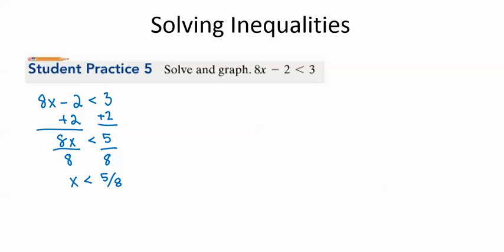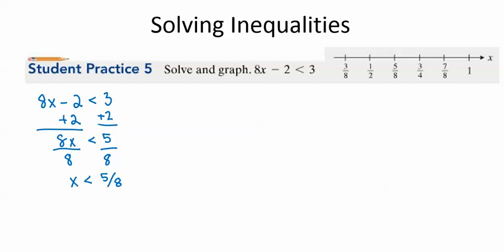I'm not going to go through checking the 3 different cases here, but you could check a number greater than 5/8, 5/8 itself, and a number less than 5/8, and you will find that any number that you plug in that's less than 5/8 will make a true statement. Anything else will not. And to check, you don't have to use fractions. For any number less than 5/8, plug in 0. That's a convenient number. You can see that 8 times 0 is 0, minus 2 is -2, and -2 is less than 3. So we won't do that here, but let's go ahead and graph our solution.